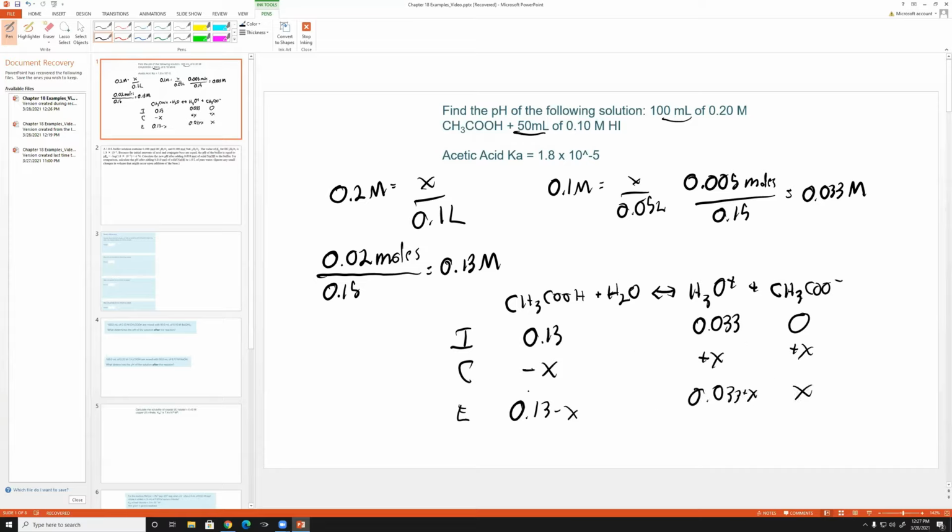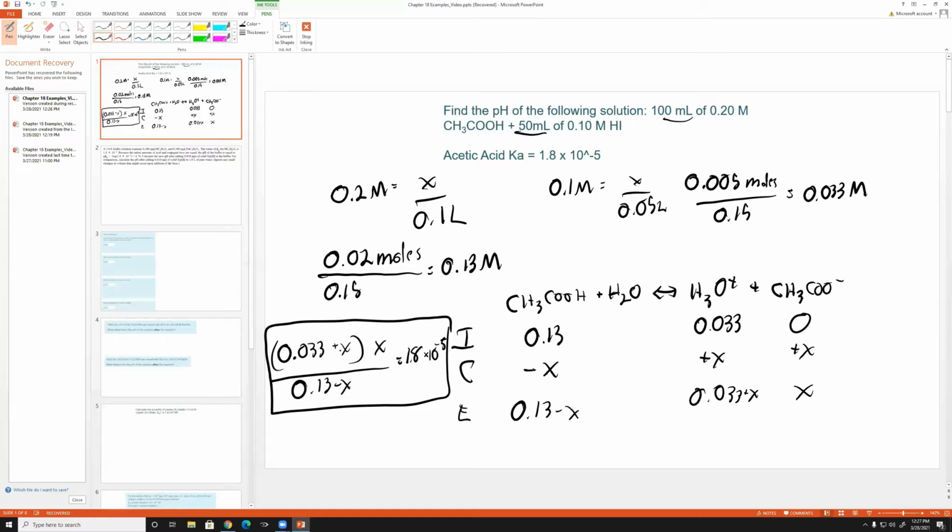So these are the values that are going to go into our equilibrium expression. So we can solve for that. 0.033 plus X times X over 0.13 minus X equals our Ka, which is 1.8 times 10 to the negative fifth. So this is what we're solving for, to solve for the pH.